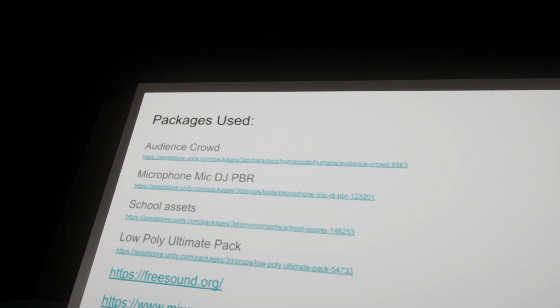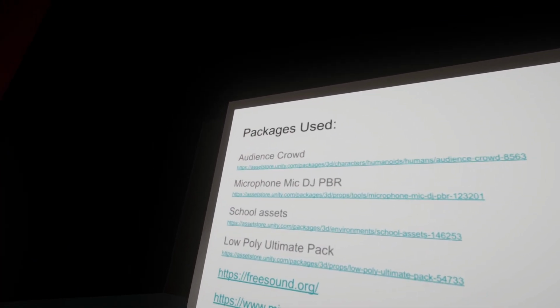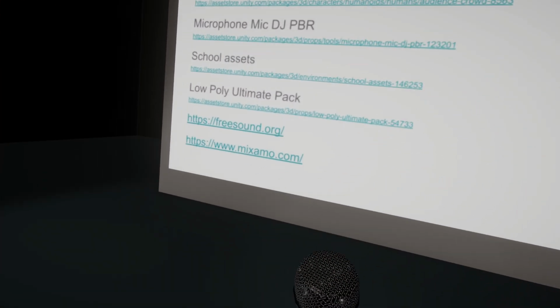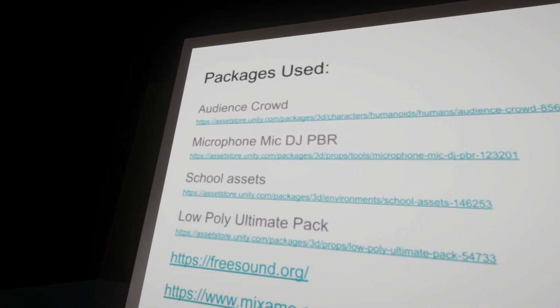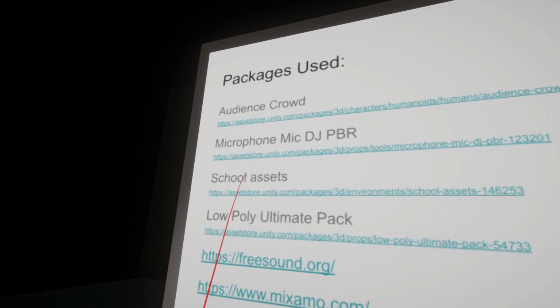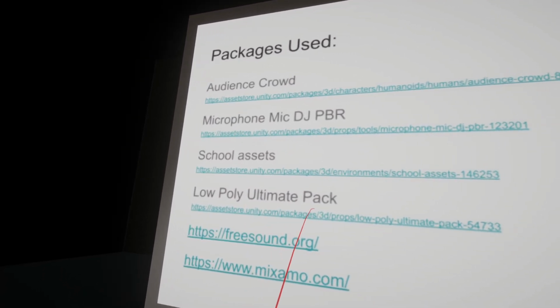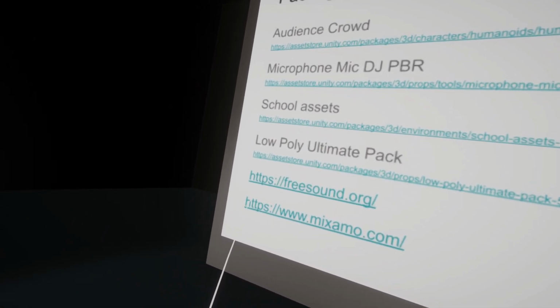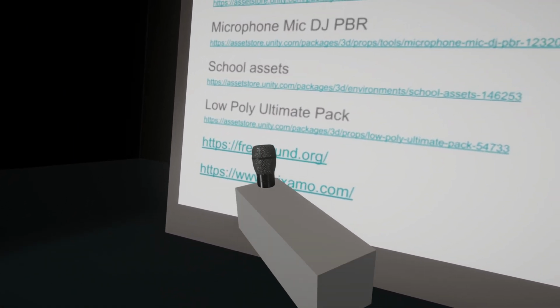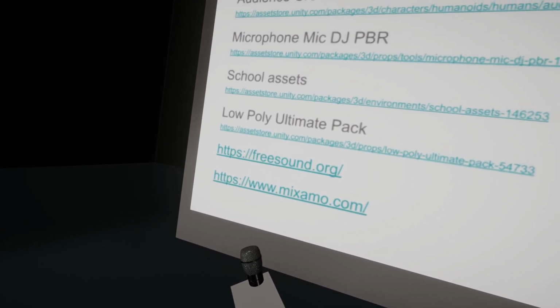And the final slide here is what packages I used. So for the audience, it was just audience crowd apparently. I'm gonna go a bit closer so that you can see. This microphone is from this link, the school assets, as well as the low poly ultimate pack to get this not carpet, I forgot the name, but as well as the living room was in the ultimate pack. And then the sounds were from freesound.org, as well as the animations are from mixamo.com.